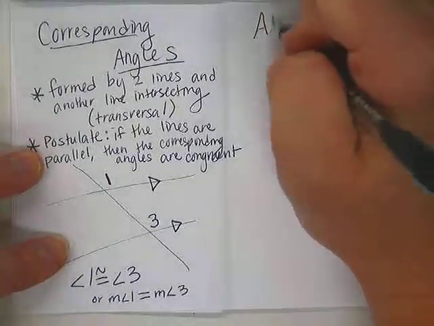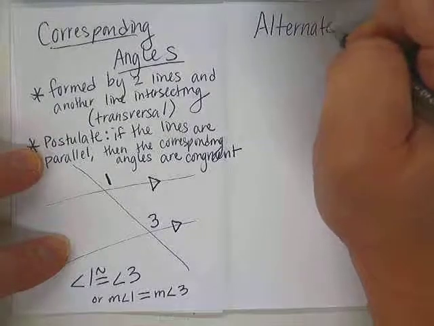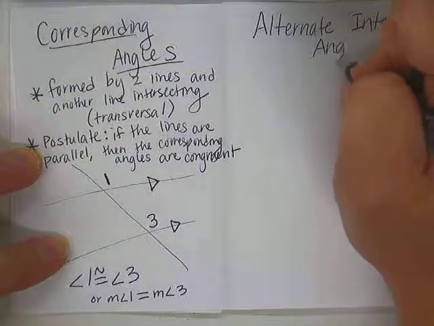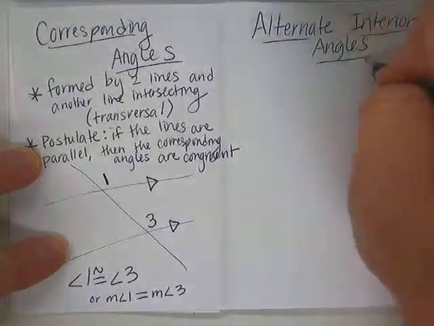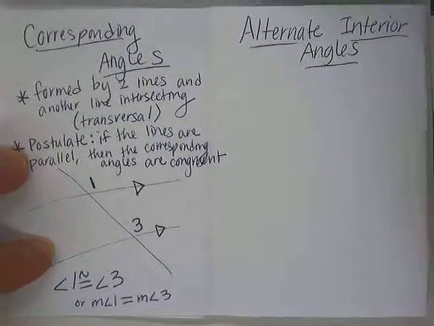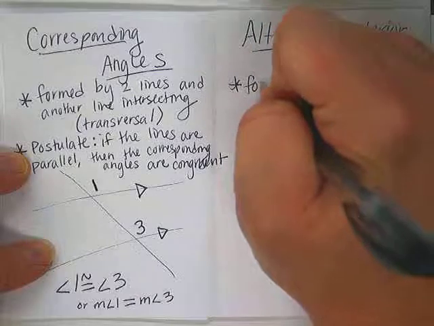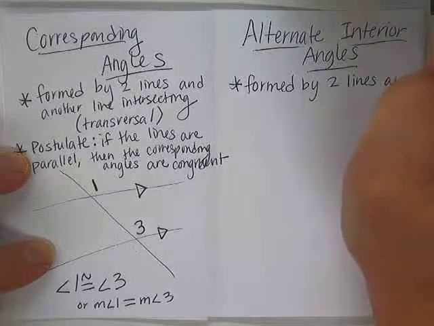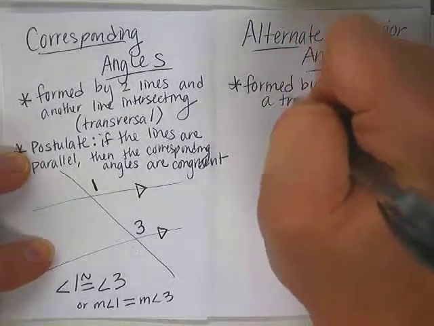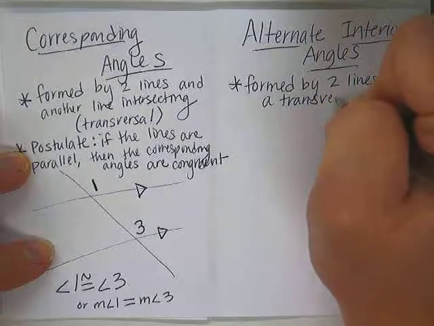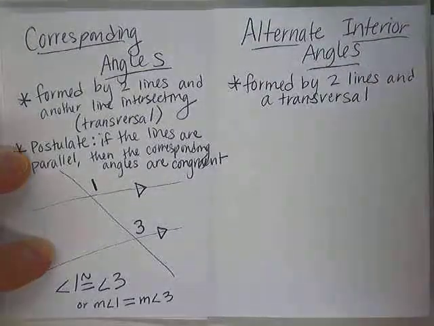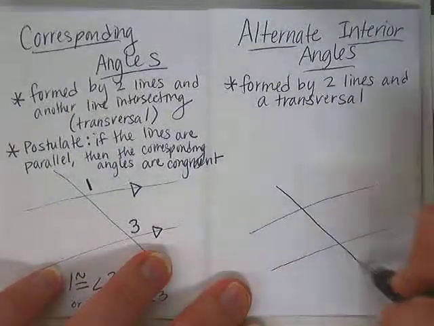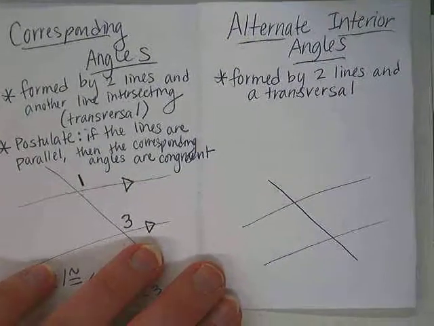Okay. Next. The next type of angle pairs we're going to learn about are called alternate interior angles. Okay, same starting property. They are formed by two lines and a transversal, because a transversal is a line that crosses through those lines. So let's draw our picture again.